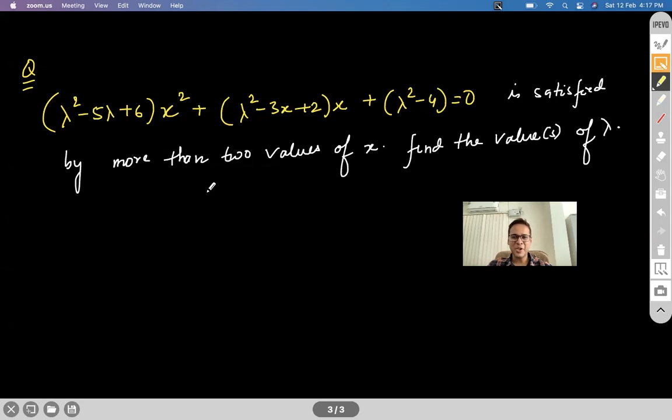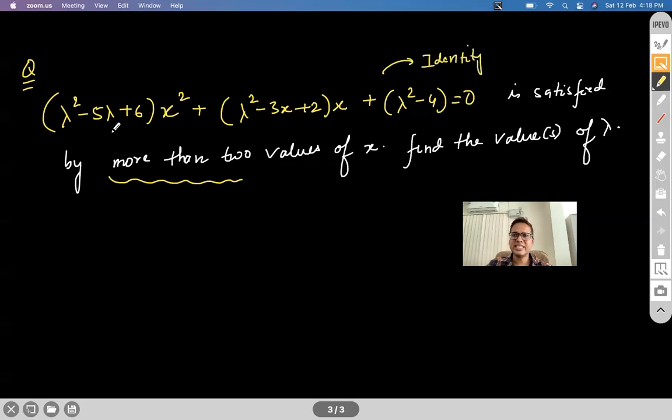Harshita. Okay, now see, everybody please pay attention. As per the prima facie, as the equation appears to me at first glance, I can see that it's a quadratic. So as per Carl Friedrich Gauss's fundamental theorem of algebra, it should have exactly two values of x satisfying it. But the question setter has given that it is satisfied by more than two values, which means this equation must be an identity.